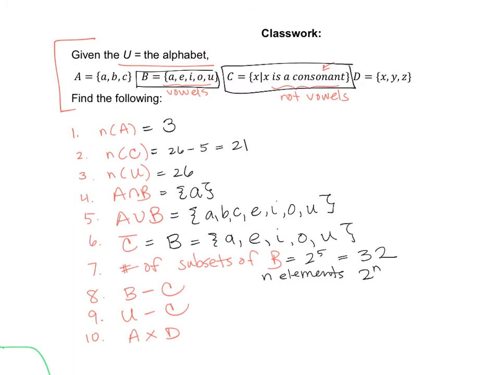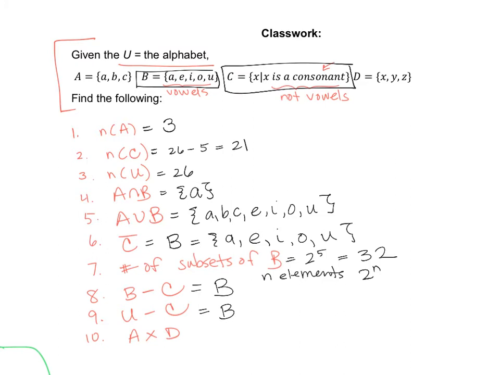Now B minus C, or we've called that the relative complement. So basically B take out C. Well, there's nothing to take out, so you're just going to be left with B. U take away C, well, that's just going to be the vowels.